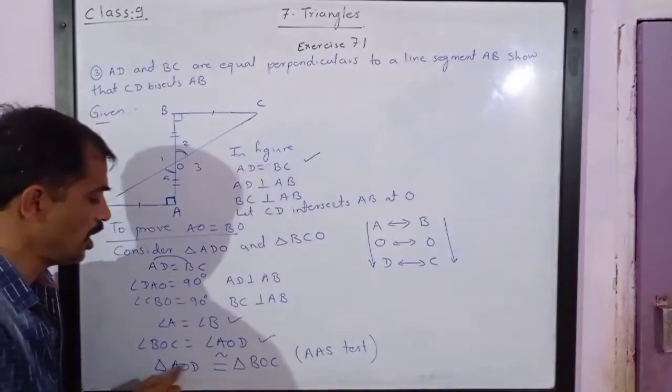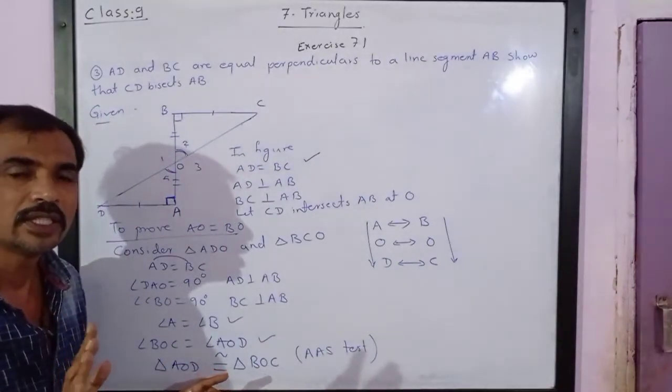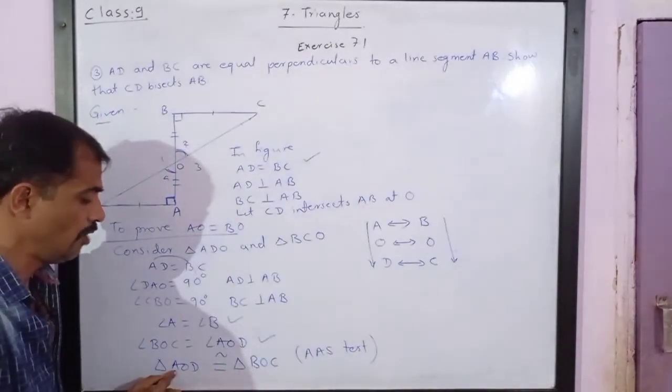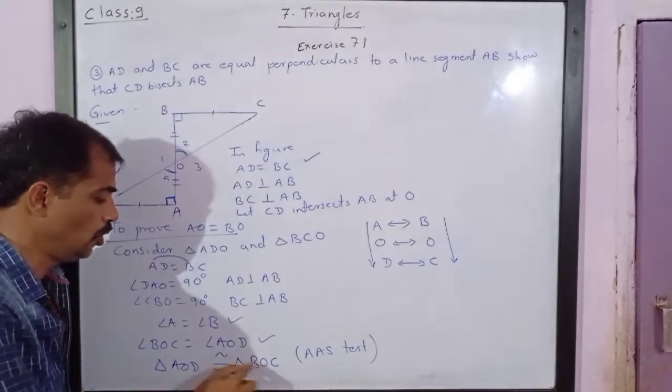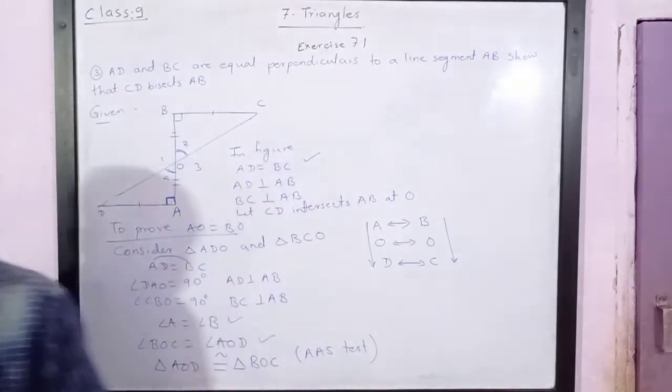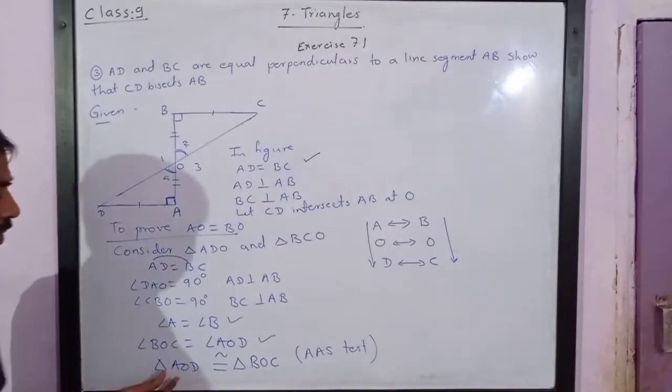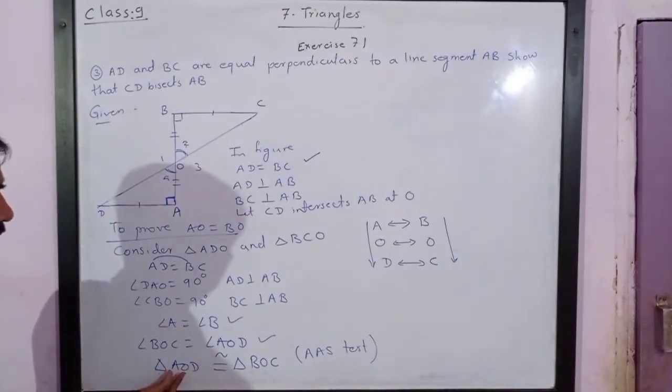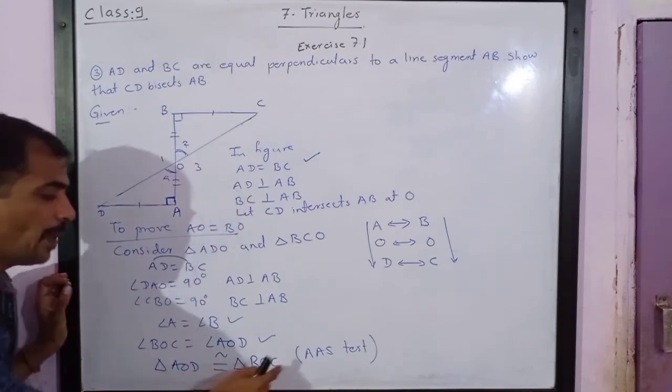If you keep C on A, it is not congruent. So here you have to keep A on B, O on O, and D on C. Then only they will exactly coincide and the triangles will be congruent. Now, if the triangles are congruent, it means the corresponding parts are congruent.